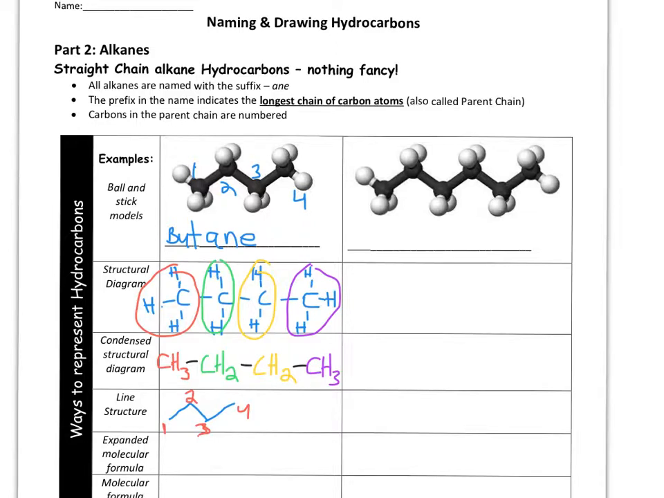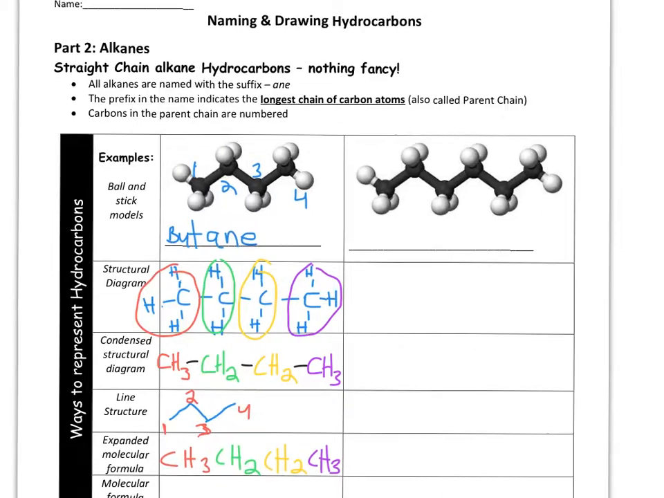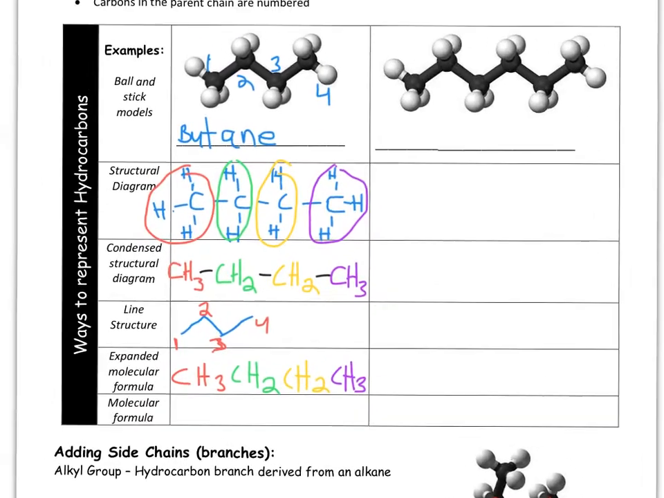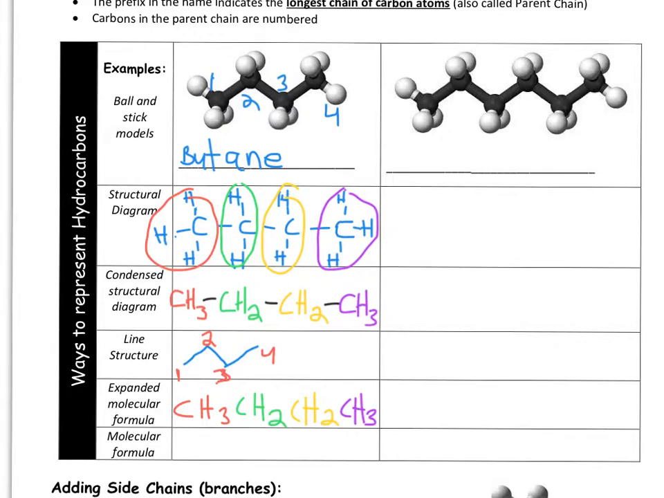We can simplify this again by drawing an expanded molecular formula. So that's pretty much just a condensed structural diagram, but missing the dashes between. So we go CH3, CH2, CH2, and CH3 here. And then very easily, I can write in our molecular formula. If we count everything, we have C4, 4 carbons, and we have 10 hydrogens.